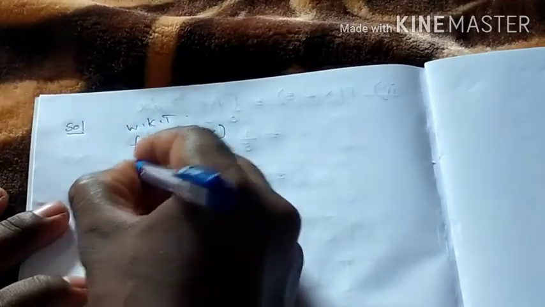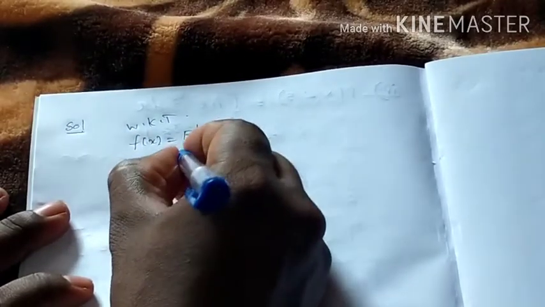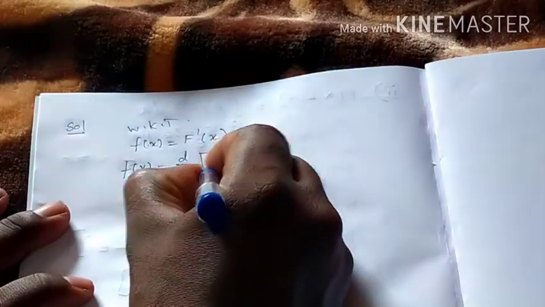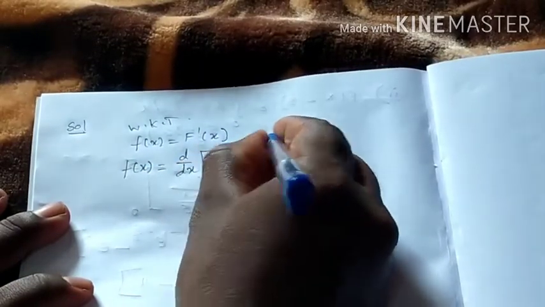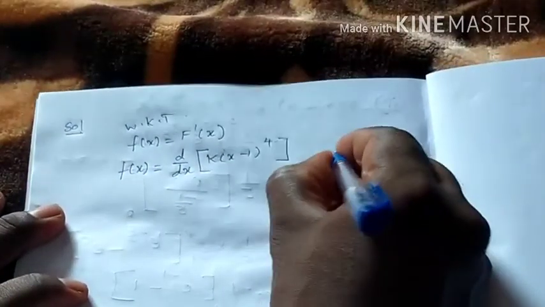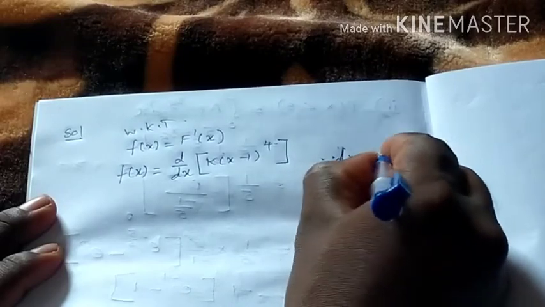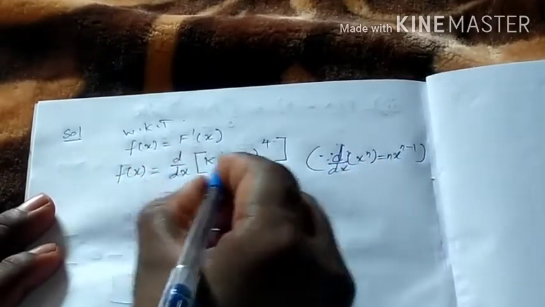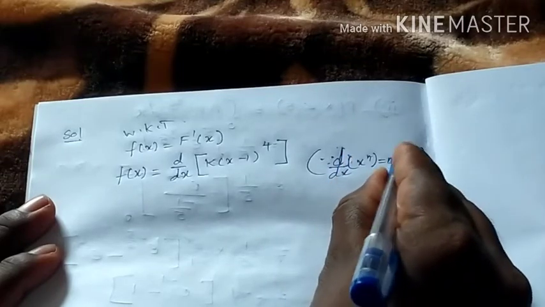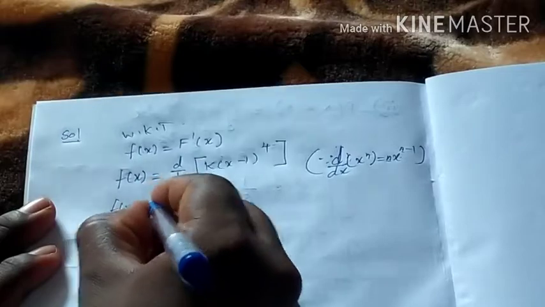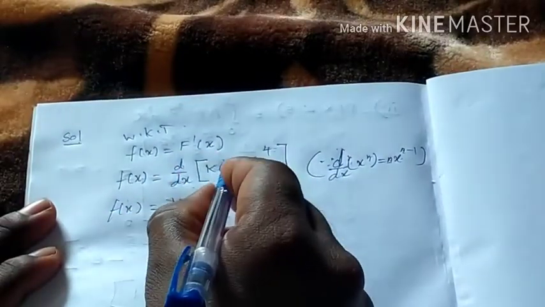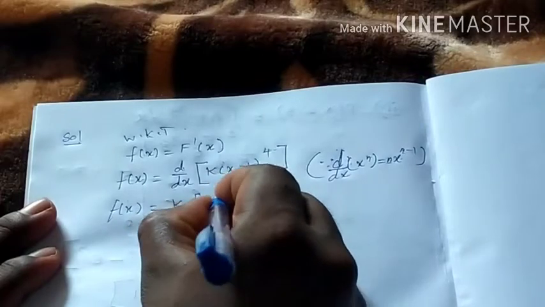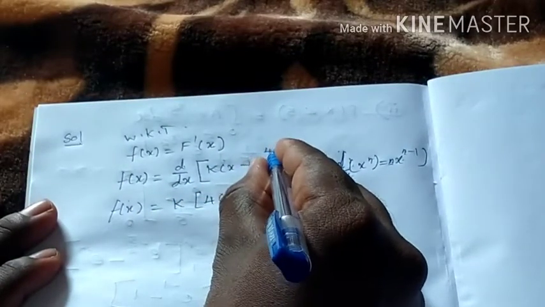So small f of x equals F dash of x, that means d by dx of the capital F of x, differentiating with respect to x. The capital F of x is k into (x minus 1) power 4. Since d by dx of x power n equals n into x power n minus 1, this is a differentiation formula. So small f of x equals, k is the constant, d by dx of (x minus 1) power 4 means 4 into (x minus 1) power 4 minus 1, and 4 minus 1 is 3.